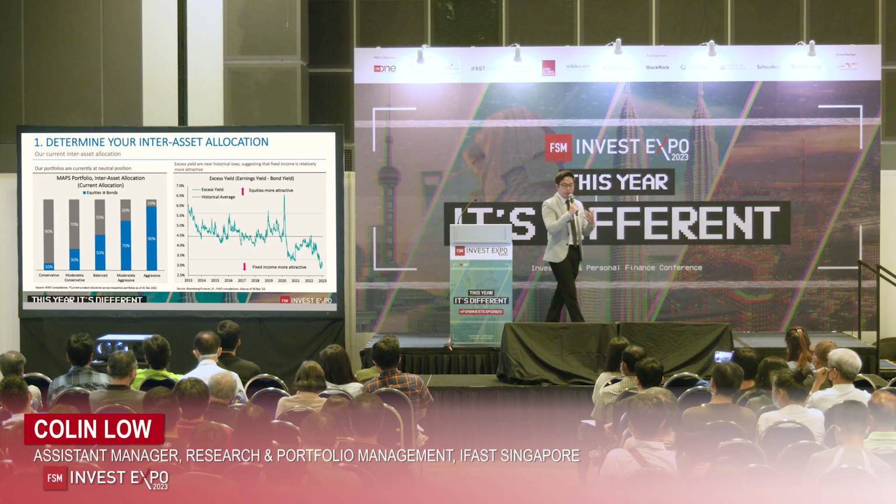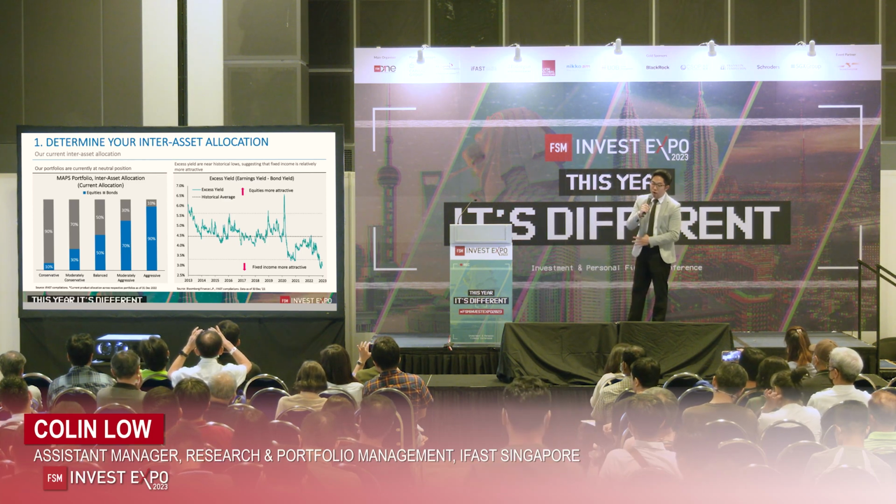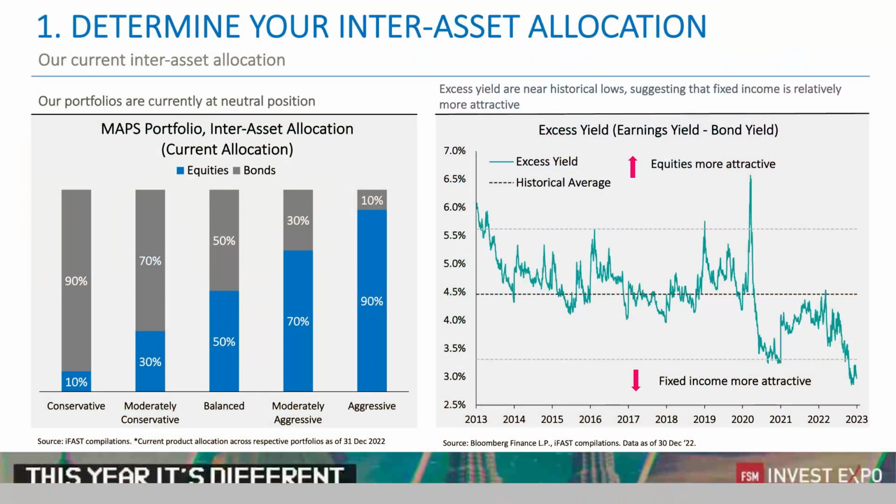So now let me briefly share with you our current inter-asset positioning for MAPS portfolio. In the month of December, just recently, we have cut our equity overweight to a neutral weight. So we have reduced our equity positioning and raised our fixed income exposure. And for those of you who have attended the presentation earlier will know why.